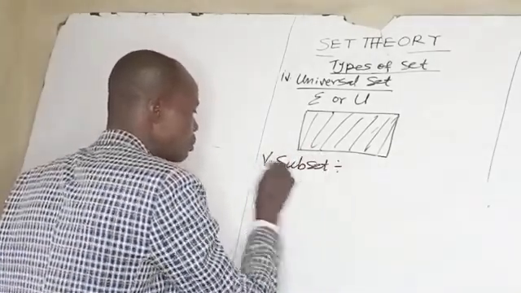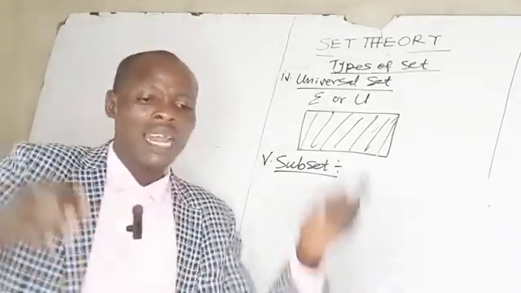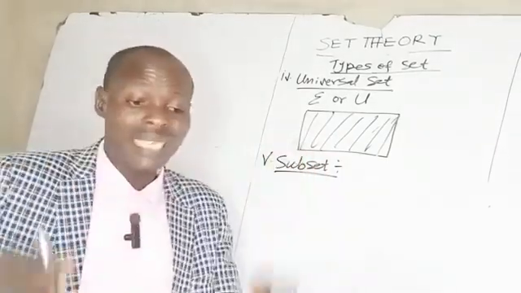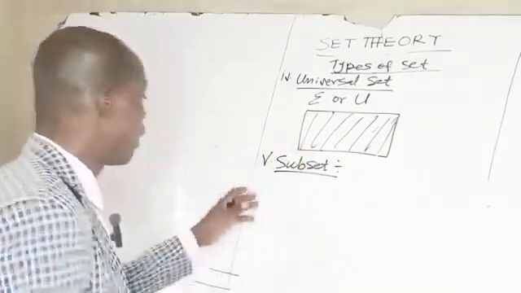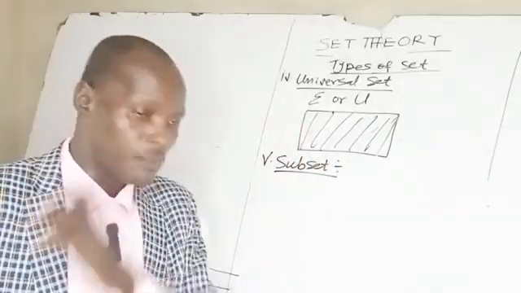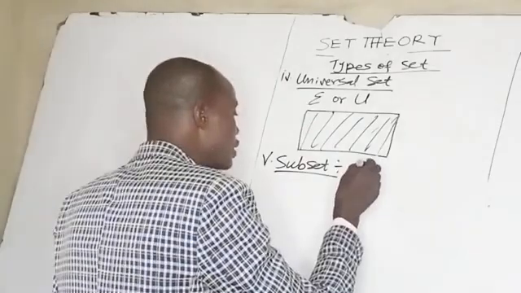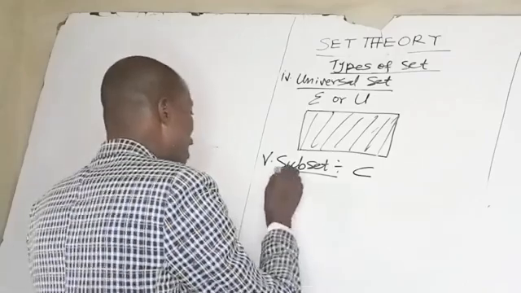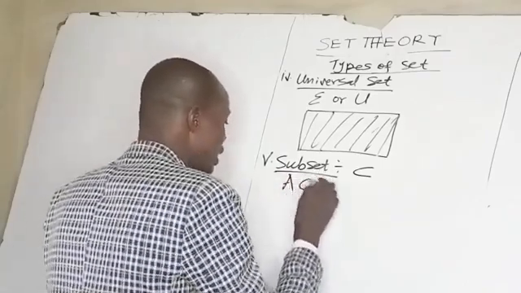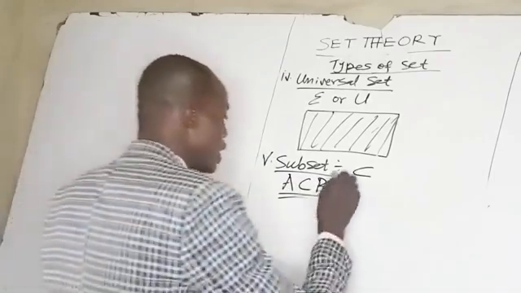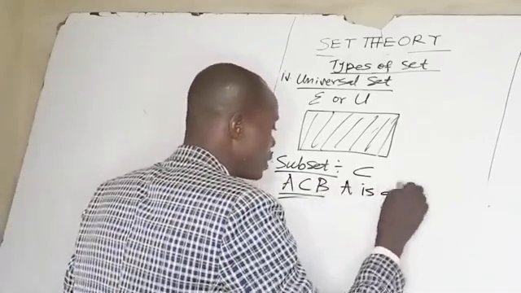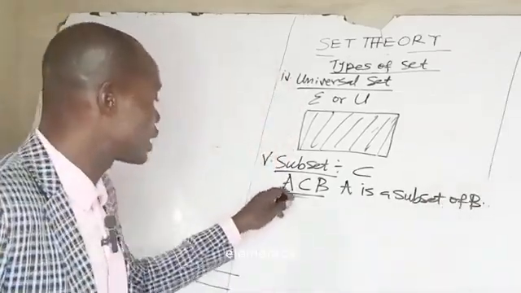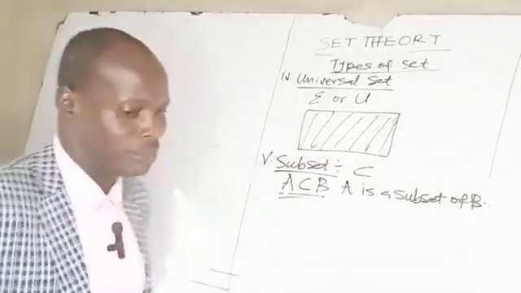Number 5, we have subset. A set A is a subset of B if all elements of set A are contained in another set B. And the symbol for subset is this. This is pronounced subset. So if you have A, a subset of B, it is written this way. All elements of set A are contained in set B.